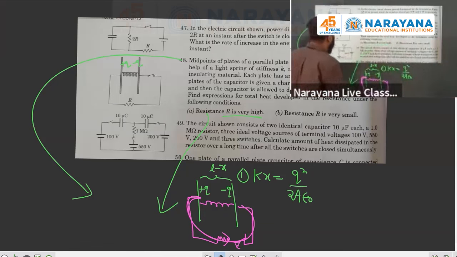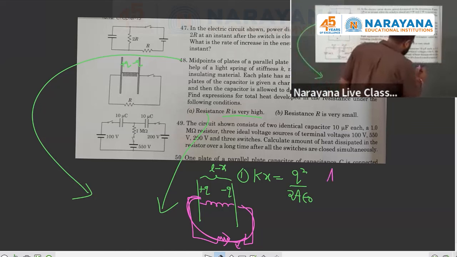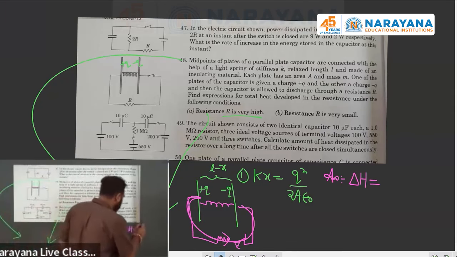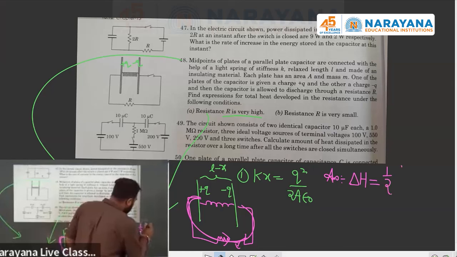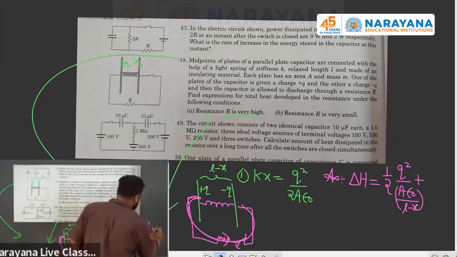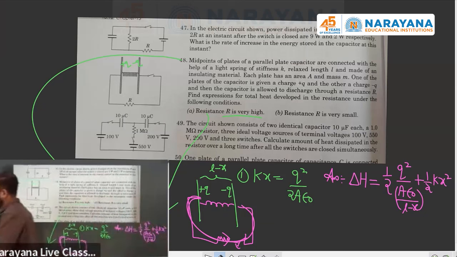So basically, in this case, the answer to the problem should be that whatever heat is generated should be the sum of energy stored at that instance, and I have two of them. I have half Q square upon C, which I have provided, where C is A epsilon naught by L minus x, and I have also a spring energy term, which is actually half Kx square at that instance.